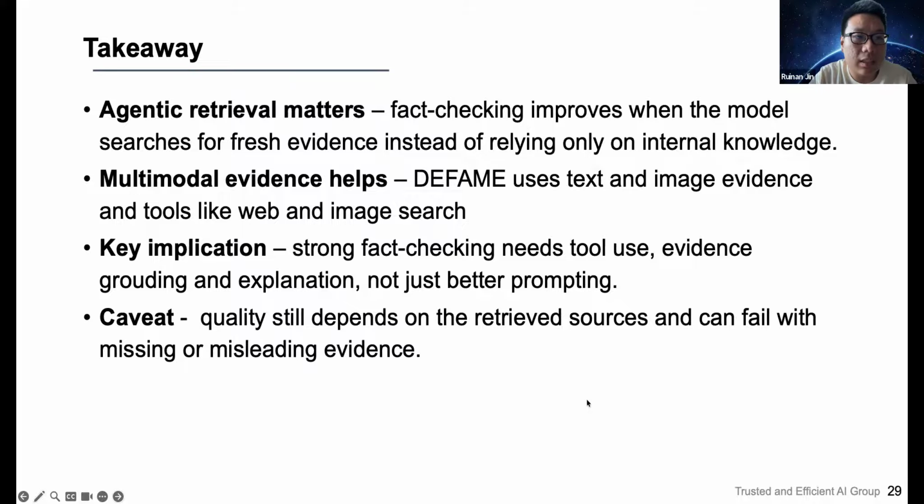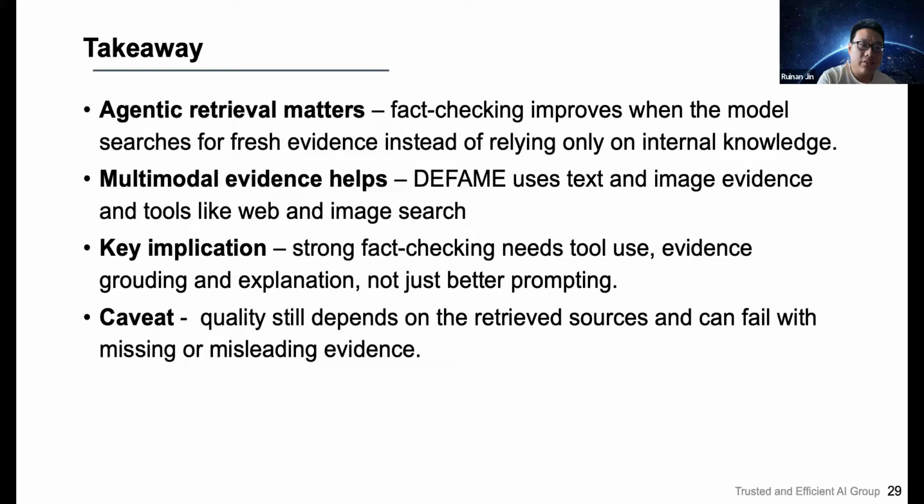So here's the takeaway of the overall study. This study first finds that agentic retrieval matters, and they think that fact checking improves when the model searches for fresh evidence instead of relying only on internal knowledge. And second, they think the multimodal evidence helps, where this framework uses text and image evidence as well as tools like web and image search. And third, they think strong fact checking needs to use tools, evidence grounding, and explanation, not just better prompting. So this is the motivation for constructing this framework.